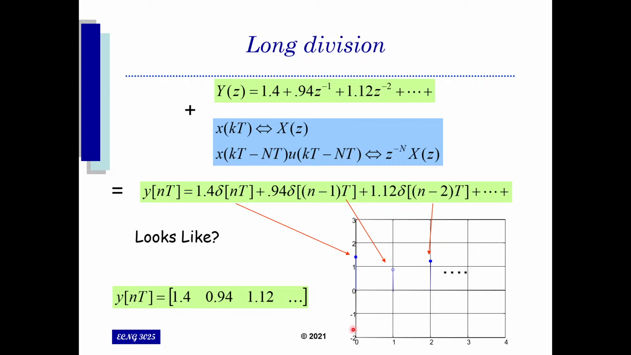On the y-axis here for the graph is going to be y of nT, and on the x-axis here for the graph is going to be n. So let me just write that in on the slide itself. This here is going to be y of nT. This axis here is going to be n.